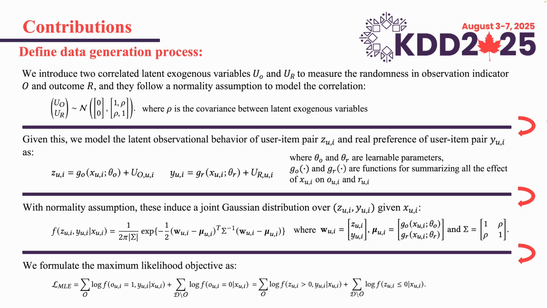For our contributions, we first define the data generation process. We introduce two correlated latent exogenous variables to measure the randomness in the observation indicator and outcome under a normality assumption. Given this, we model the latent observational behavior and real preference and induce their joint Gaussian distribution. The likelihood objective can also be formulated as follows.